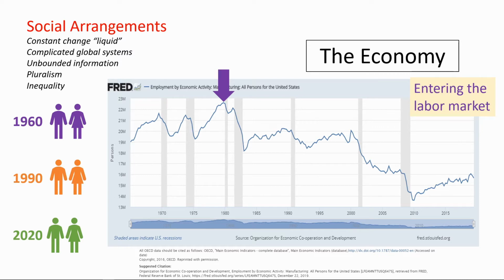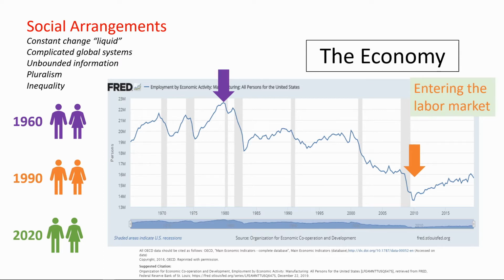The people born in 1990 turned 20 in 2010. They entered a labor market with a much smaller number and proportion of people working in manufacturing jobs. Keep in mind, while the number in manufacturing has gone down, the population size actually was increasing.